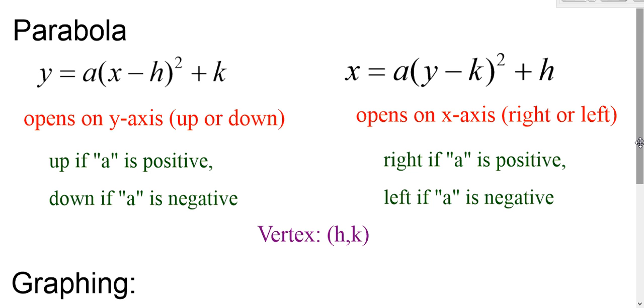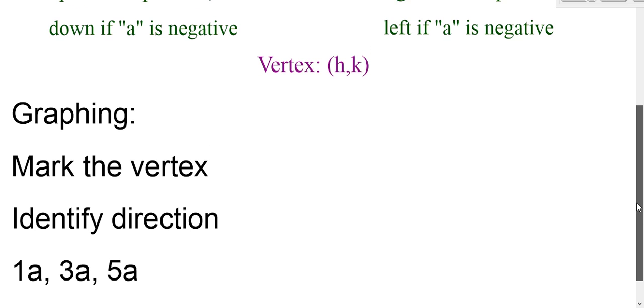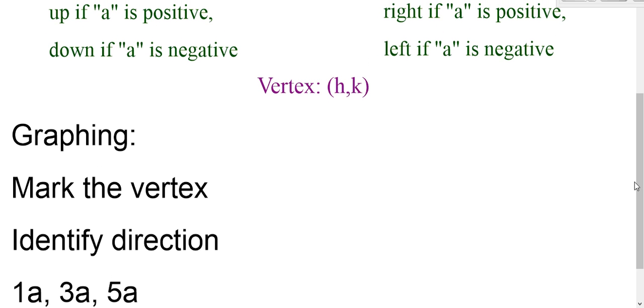So when it comes time to graph, the first thing you're going to do is mark the vertex. You're going to put a point there. Then you'll identify the direction. So will it open up, down, right, or left? And then we're going to use this little trick about parabolas, about 1a, 3a, and 5a.